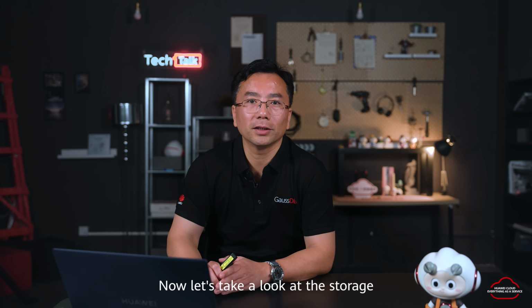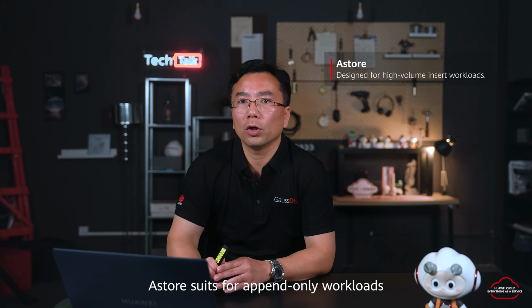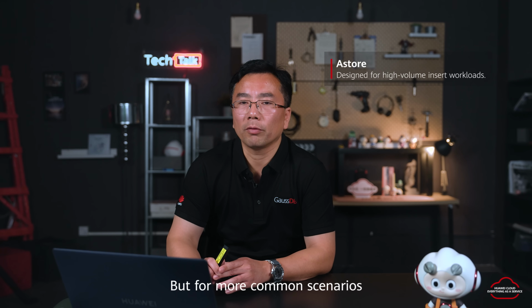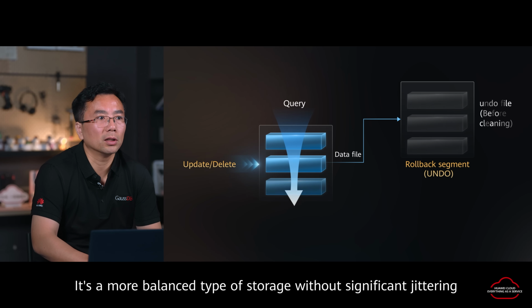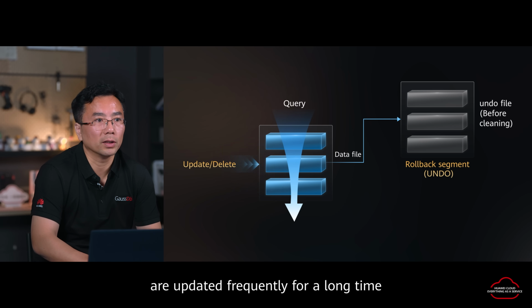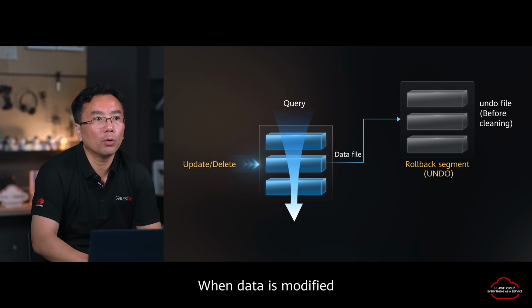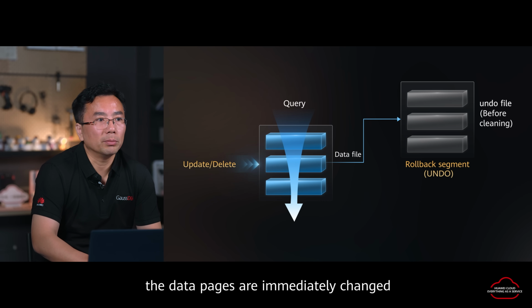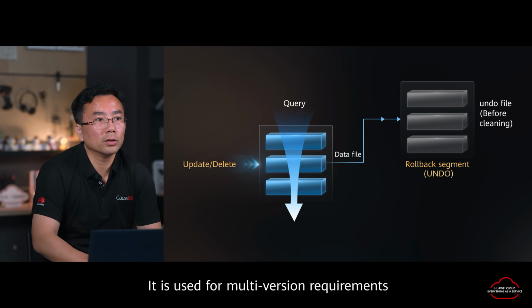Now let's look at the storage. GaussDB provides two kinds of storage for OLTP type of workload. Astore suits append-only workloads, but for more commonly seen scenarios, Ustore can handle the in-place updates. It's more balanced without significant jittering, even if the data is updated frequently for a long time. There is an independent rollback segment. When data is modified, the data page is immediately changed, and the old copy of the data is stored in this rollback segment. It is used for multi-version requirements.